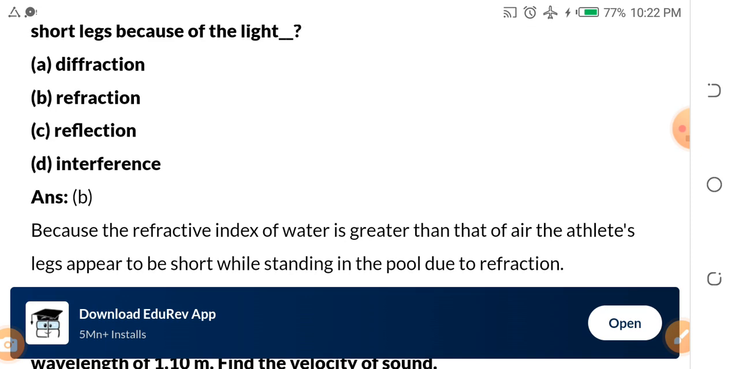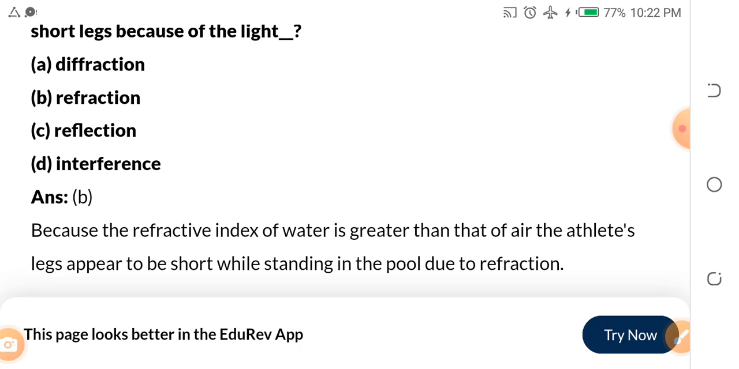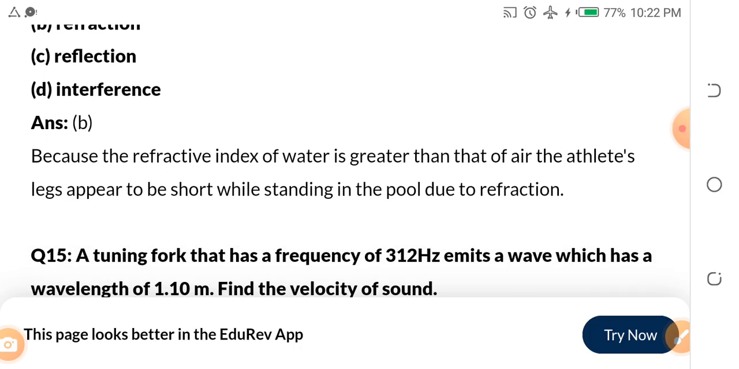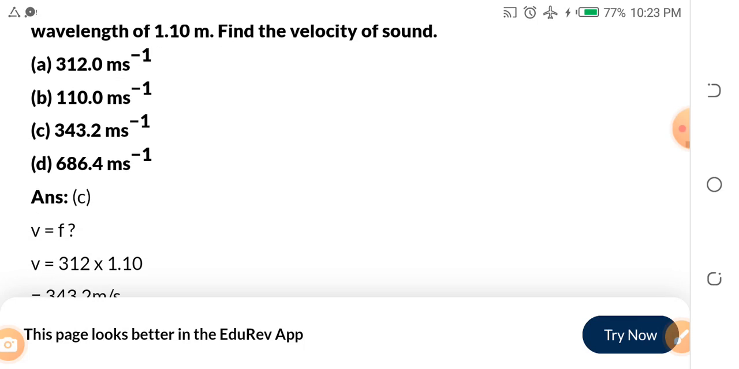When you put an object in water, that part in water seems to be shorter because the refractive index of water is greater than that of air. The athlete's legs appear to be short while standing in the pool due to refraction. Due to what? Refraction. I hope you are paying attention.